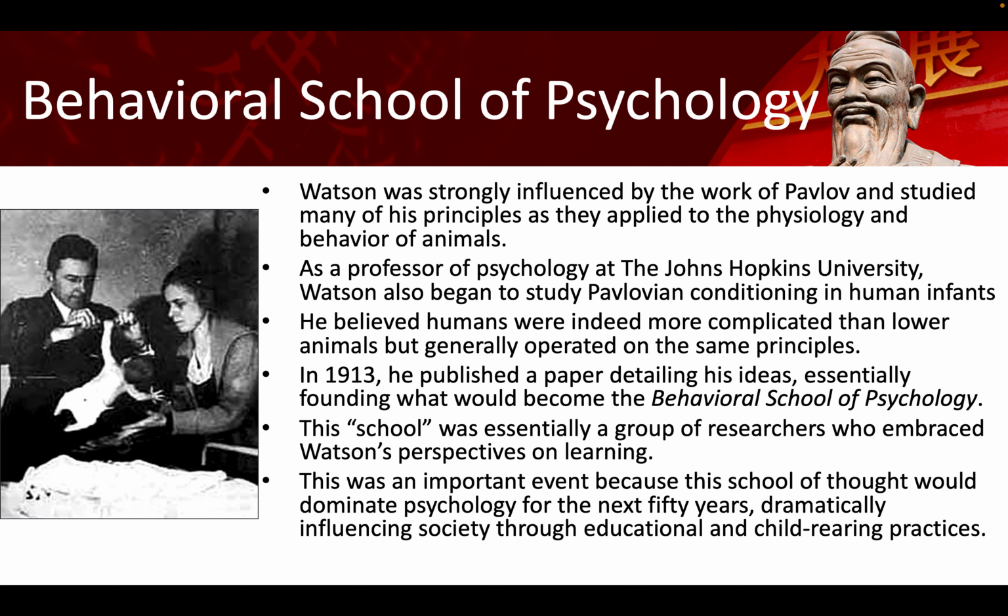Watson was strongly influenced by the work of Pavlov and studied many of his principles as they applied to the physiology and behavior of animals. As a professor of psychology at Johns Hopkins University, Watson also began to study Pavlovian conditioning in human infants. He believed humans were indeed more complicated than lower animals, but generally operated on the same principles. In 1913, he published a paper detailing his ideas, essentially founding what would become the behavioral school of psychology.